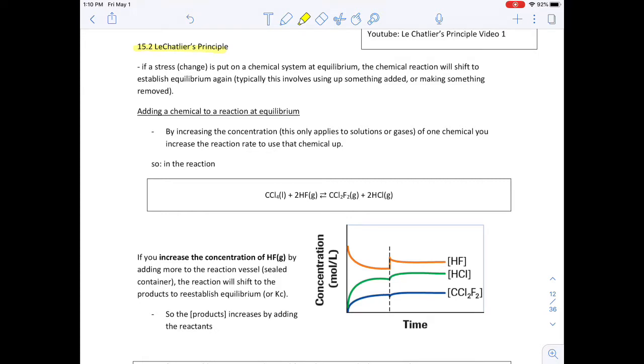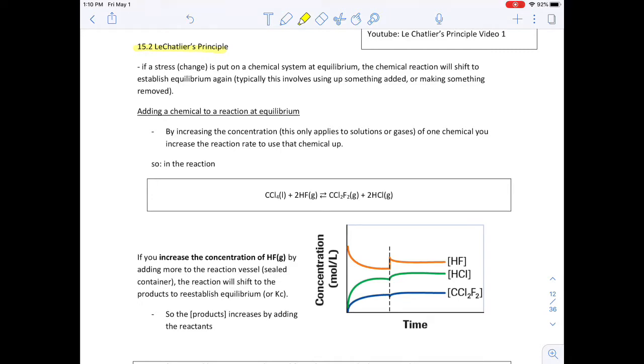So we're going to talk about how all of these different stresses might cause a change in the equilibrium position, then how the system gets back to equilibrium. We're going to see a lot of graphs in this section, and for any of the graphs, we're going to see that it's at equilibrium when all of the concentrations are the same, so it causes a horizontal line.